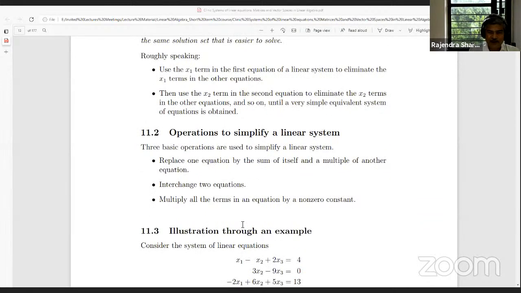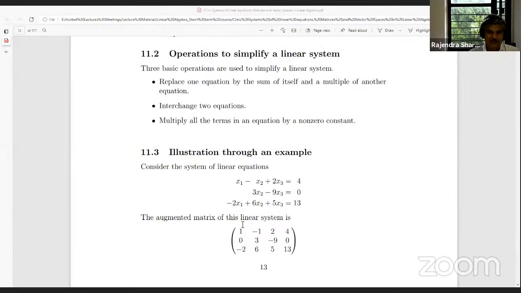Operations to simplify a linear system. There are three basic operations. To simplify a linear system, replace one equation by the sum of itself and a multiple of the other equation, interchange any two equations, and multiply all the terms in an equation by a non-zero constant.